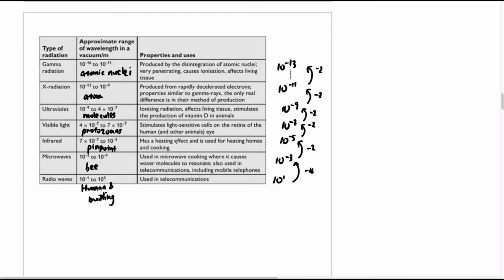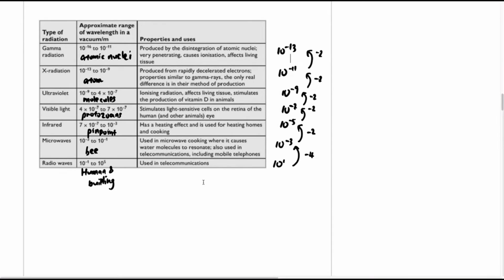Then we have infrared, which has a heating effect, and it's used for heating homes in winter and for cooking. Microwave is used in microwave cooking, where it causes water molecules to resonate. It is also used in telecommunication, including mobile telephones. So this is the famous one, our handphones use microwaves. Radio waves are used in telecommunication, like TV or radio.